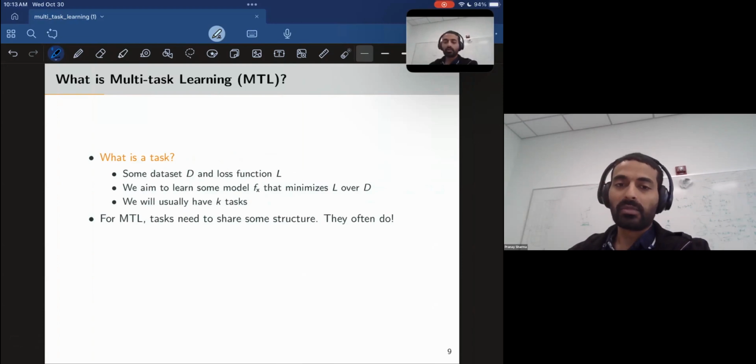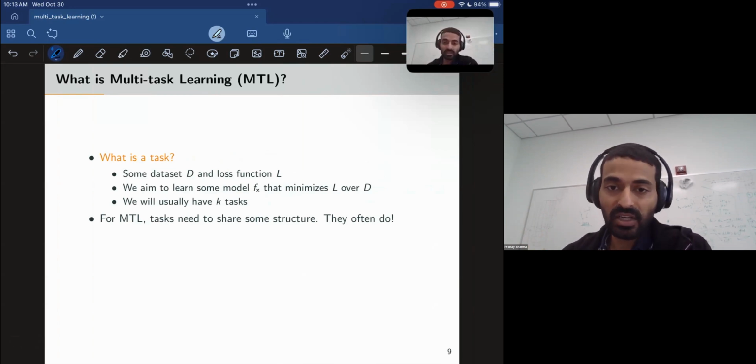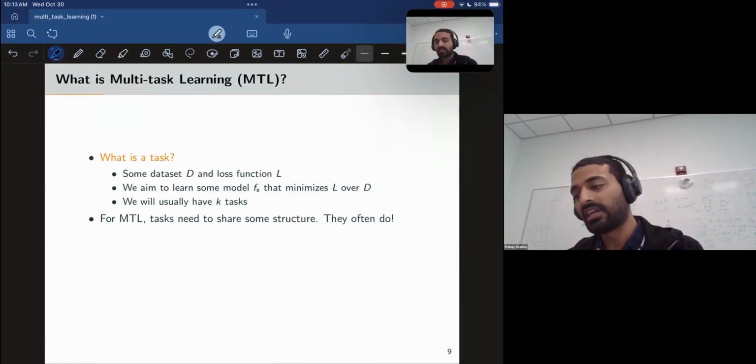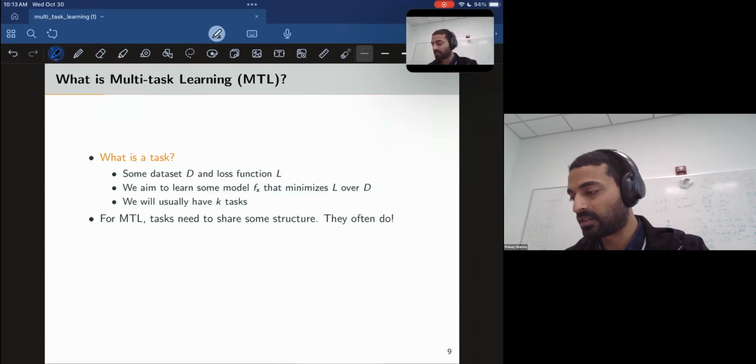And if we want to do multitask learning, meaning we want to learn these multiple k tasks together, then it makes sense only if there is some shared structure between these tasks. And this is really an assumption in multitask learning, a crucial assumption. But often in practice, tasks indeed have some shared structure.